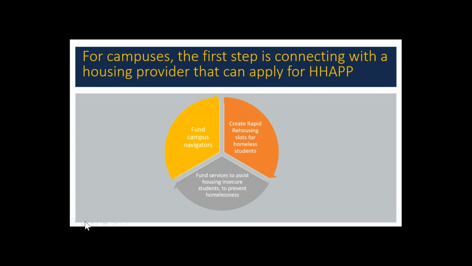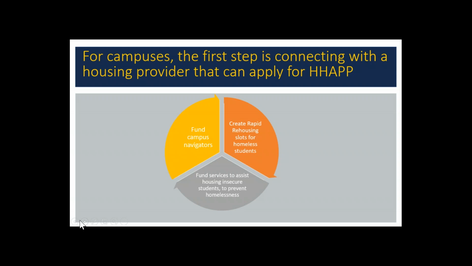One is create rapid rehousing slots for homeless students, create or expand funding services to assist housing insecure students to prevent homelessness. And so partnering with an entity that could offer rental subsidies or emergency housing assistance, and then funding campus navigators, such as in the instance of Lutheran Social Services and San Joaquin Delta. So those are a few ideas, but the reality is your need is going to be what you need locally.